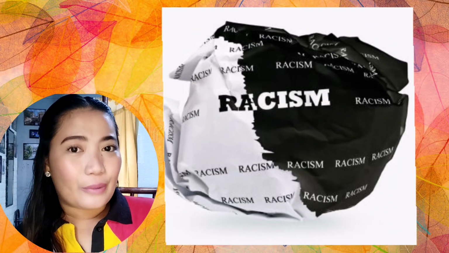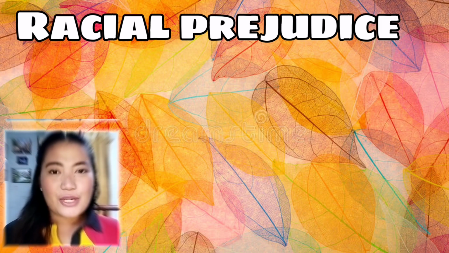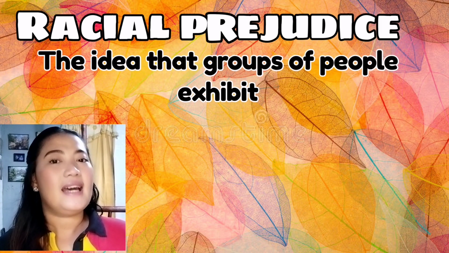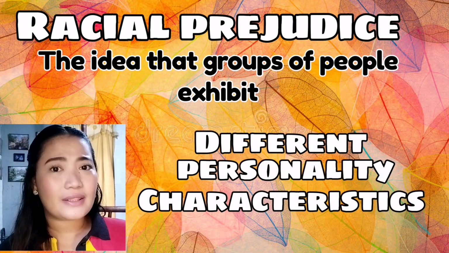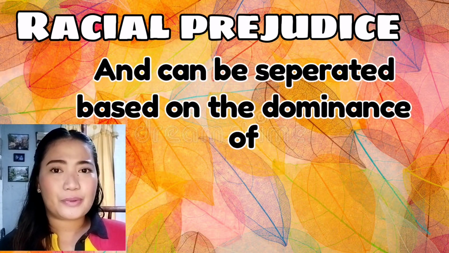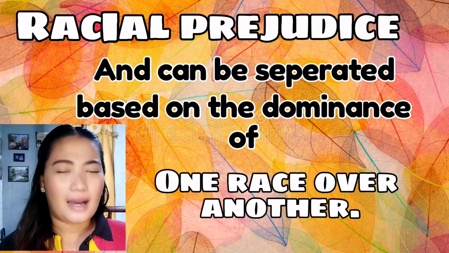First in line is racism or racial prejudice. Racial prejudice is the idea that groups of people exhibit different personality characteristics and can be separated based on the dominance of one race over another. Let's have some example of racial prejudice.